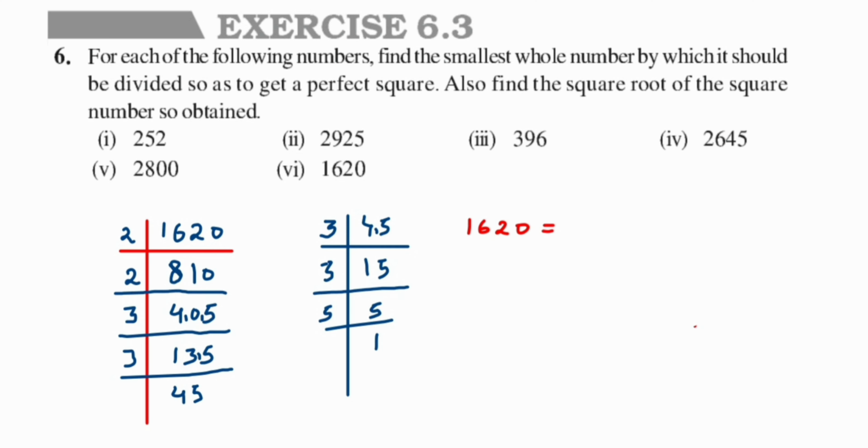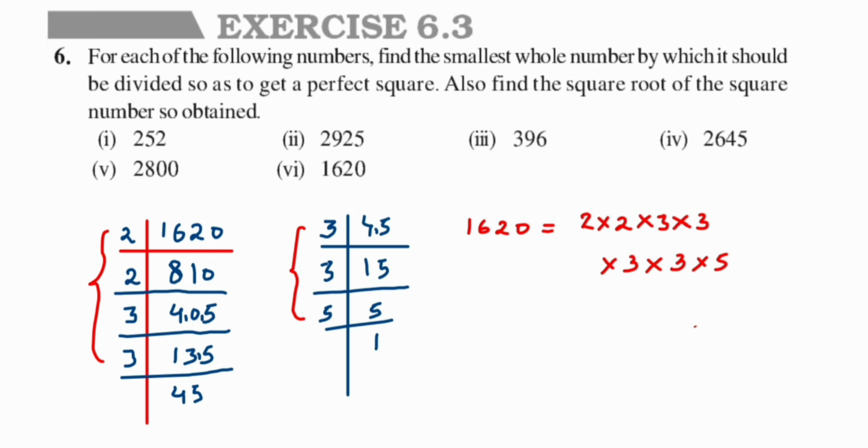So 1620 is equal to 2 into 2 and 3 into 3 and again 3 into 3 and again into 5. Now once you have written all this, you have to start pairing up the numbers. So you can see that 5 is left single, it doesn't have any pair. So you have to divide both sides by 5. So let me pair up the numbers. So 2 and 3 have 2 pairs here and then 5 is left out. So divide both sides by 5.